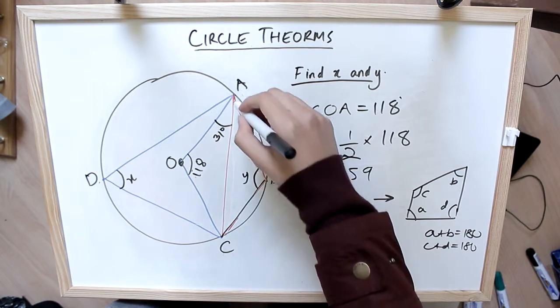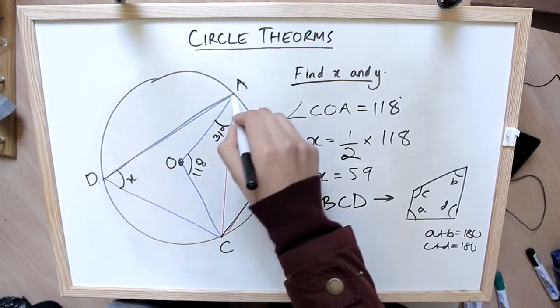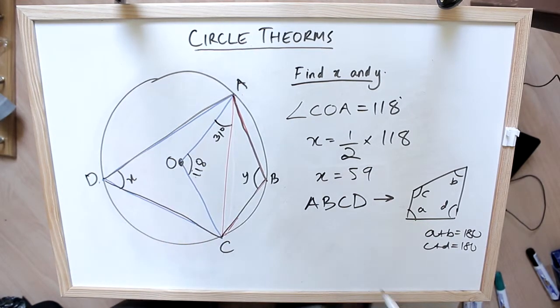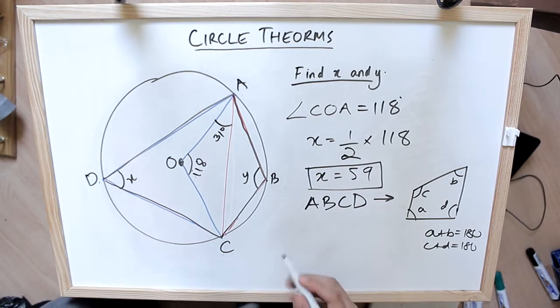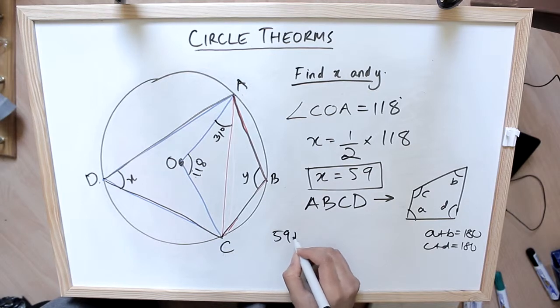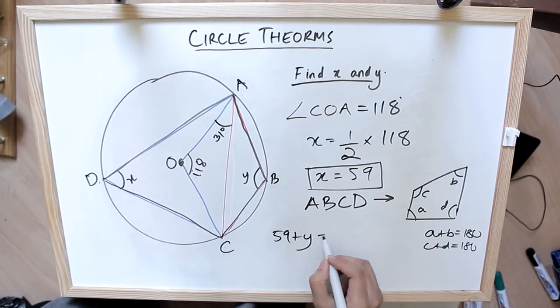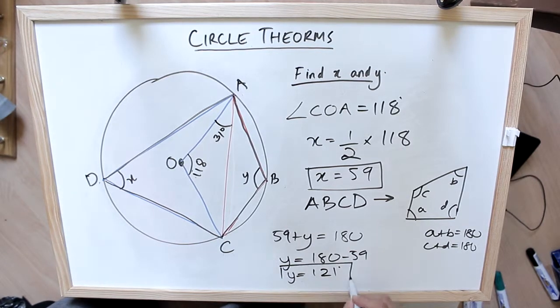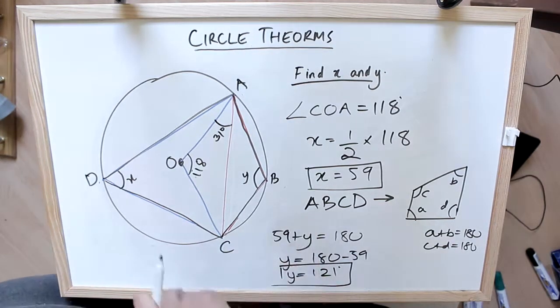I'll just go over this quadrilateral with my black pen just so that you can see it. You can see that x and y are opposite angles. So if x is 59, these opposite angles need to add up to 180. So 59 add y, so that's x plus y, must equal 180. Rearrange this so that y equals 180 take away 59, to give us y equals 121 degrees. So now we've worked out an angle of x and an angle of y.